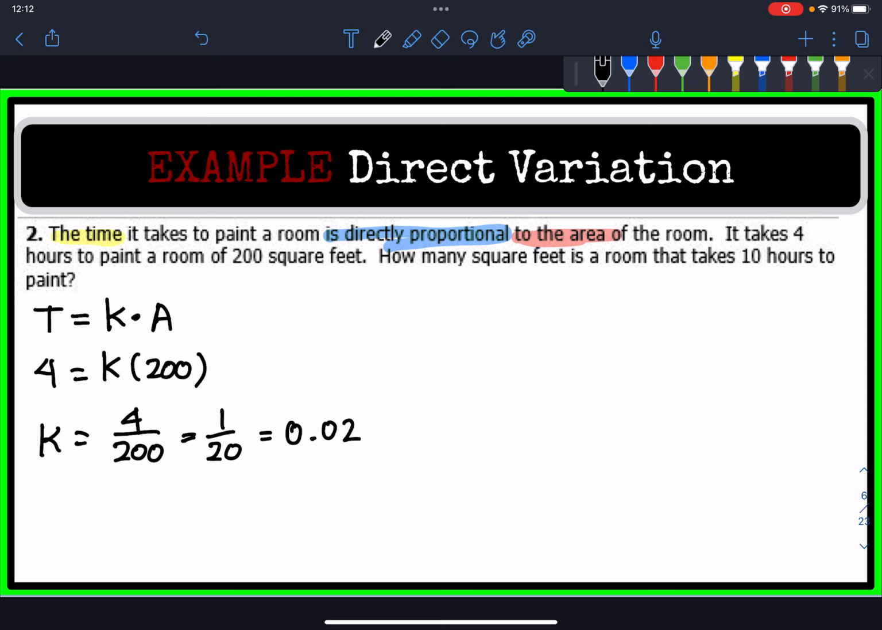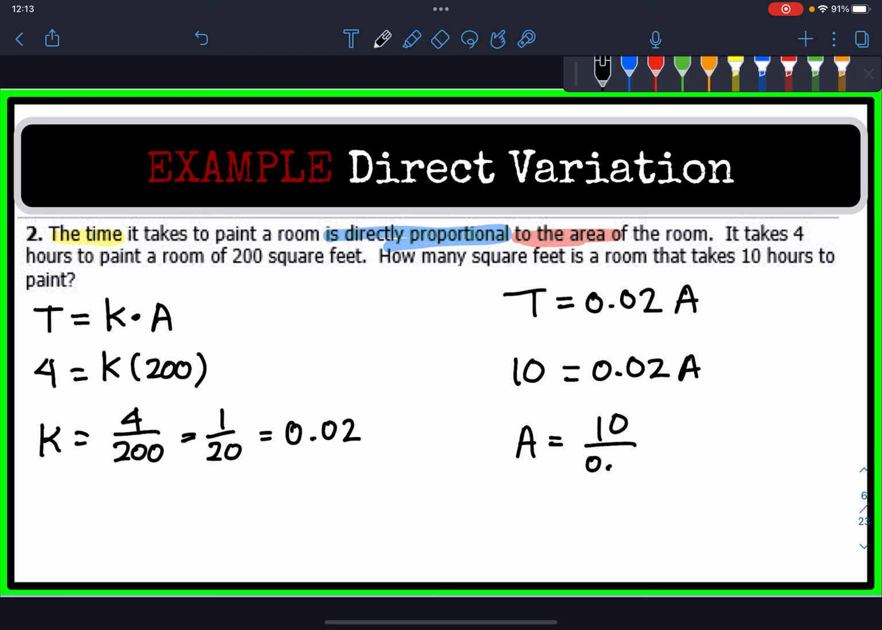So now we can figure out the time it takes to paint a different size room by simply multiplying this constant, 0.02, with the area. Or we can figure out the size of the room. In this case, we want to figure out the size of the room when the time is 10. So let's substitute in 10 for T and solve this equation. Because we're looking for the value of A, and it's being multiplied by 0.02, we're going to divide both sides by 0.02. So A would equal 10 divided by 0.02.